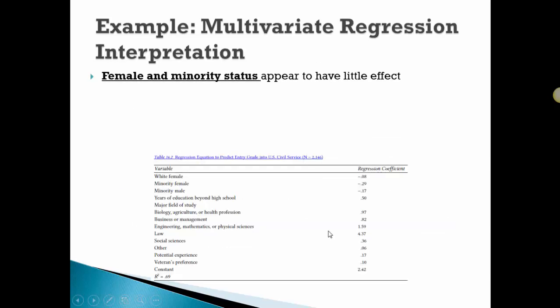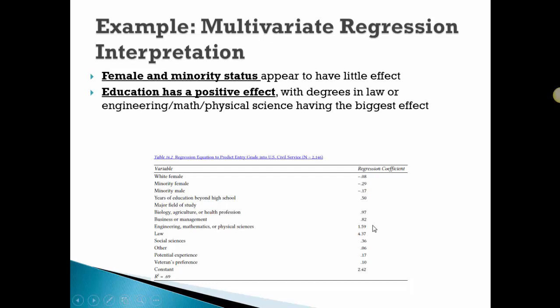Female and minority appear to have little effect. So if you look at the coefficients here, they're not really doing much in the equation. Education has a positive effect, and if we look at the years of education here beyond high school, and engineering and math, business, here's your biology, which has even a bigger effect. The biggest effect of all is a law degree.